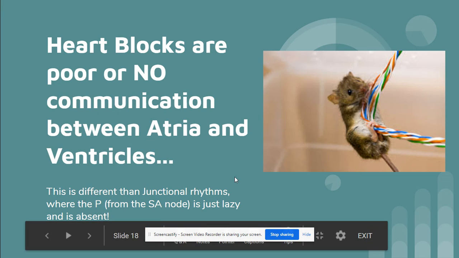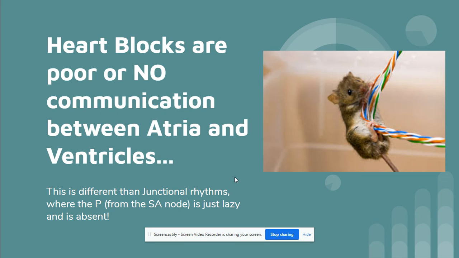This is different than junctional rhythms that you've learned about in the last few weeks, where the P wave is just lazy and completely absent. In heart blocks, you're still going to see a P wave coming from the atria, but it might take a long time for the ventricles to answer the phone, or they don't answer at all because there is complete deterioration of that conduction.